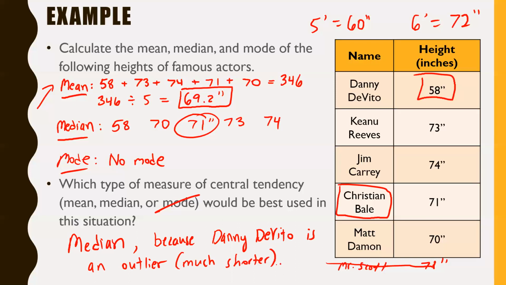Okay? If it was someone else who was maybe 68 or 69 inches tall, so not super far off the rest of this data, then I would say the mean is probably the better way of doing this. But because Danny DeVito is throwing this number off by quite a bit, like he's considerably shorter than the rest, I would definitely say that median would be the better way of doing this.